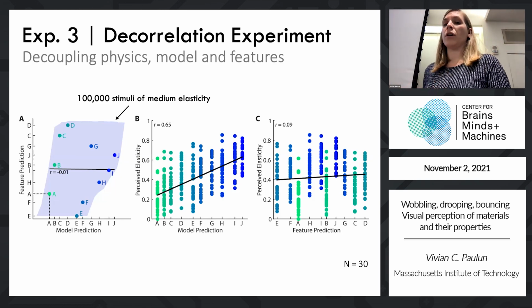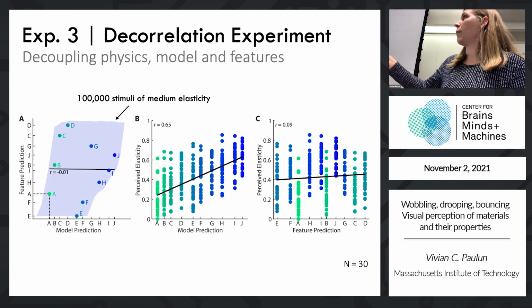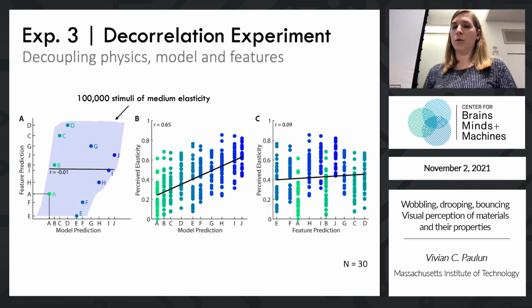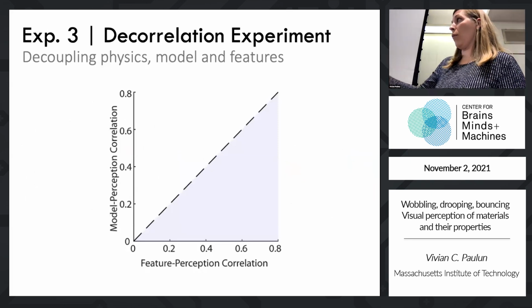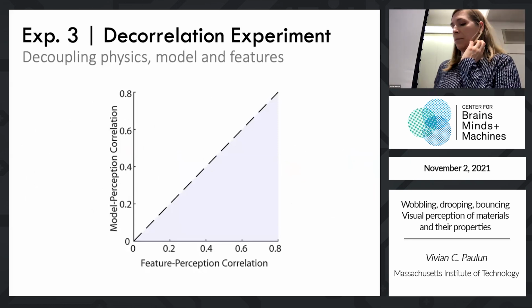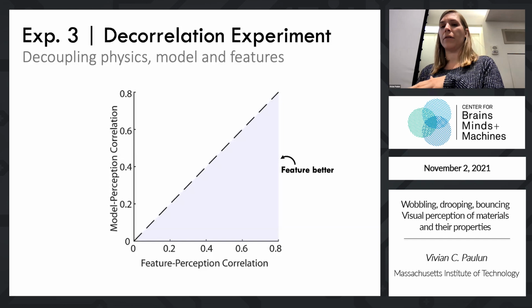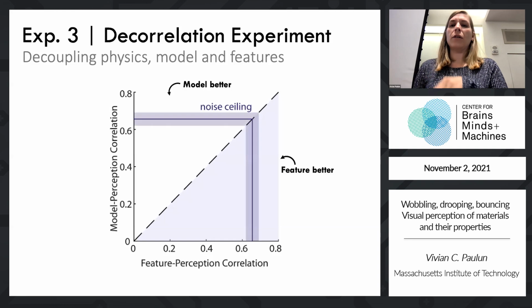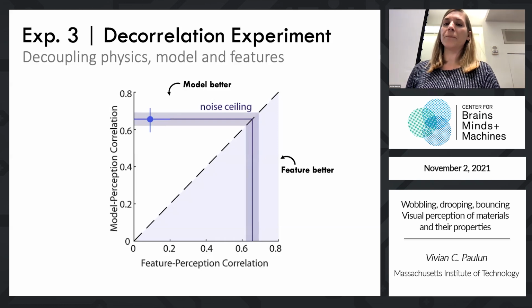We follow the same logic for all 23 features. And I'm not going to show you 23 of these plots. Instead, I'm going to take these correlation values and put them in a new plot. That's what I'm showing here: the correlation between models and perception and between features and perception. Everything below the diagonal means that the feature can explain the data better. Everything above the diagonal means that the model can explain the data better. The noise ceiling is again how well observers can explain each other. And the feature that I just showed you falls here, coincidentally directly on the noise ceiling.